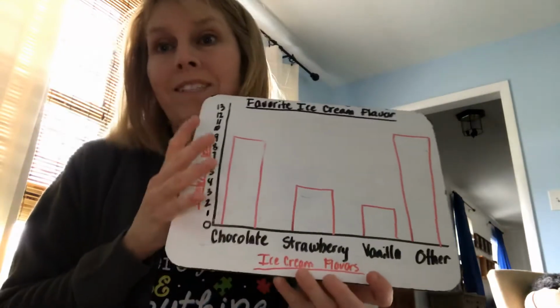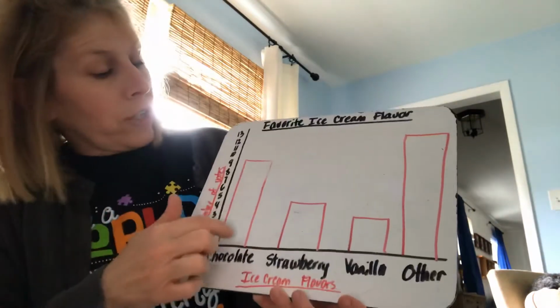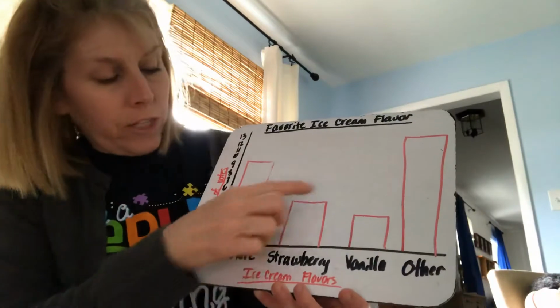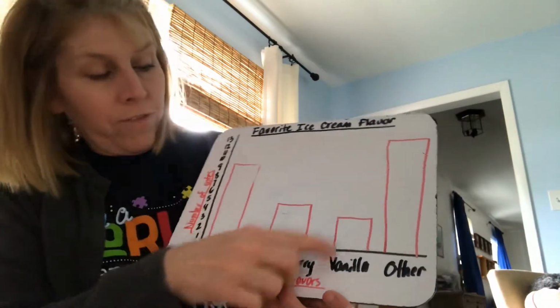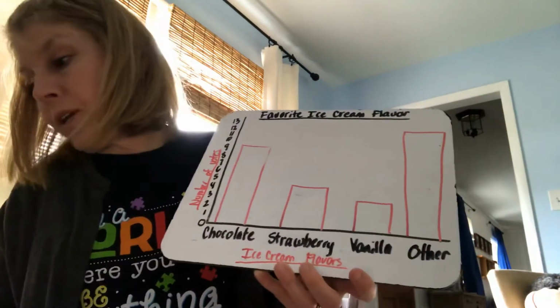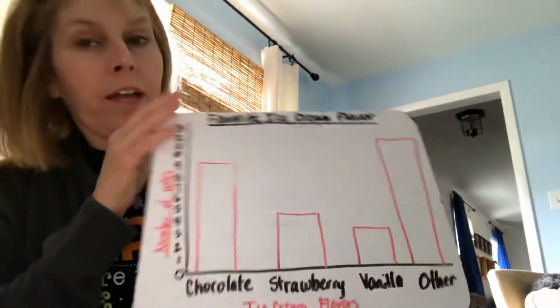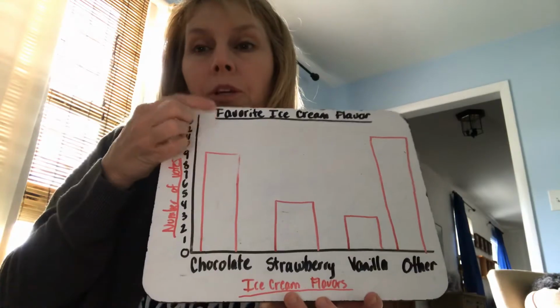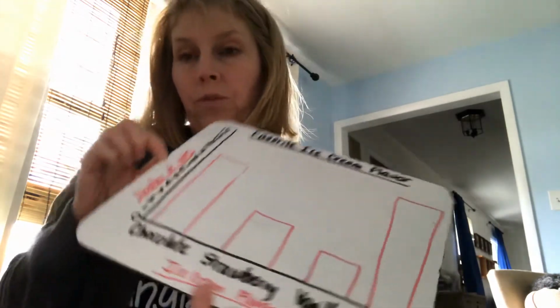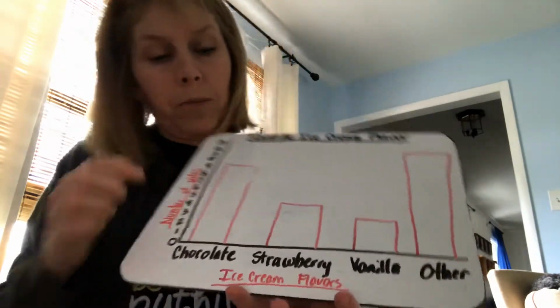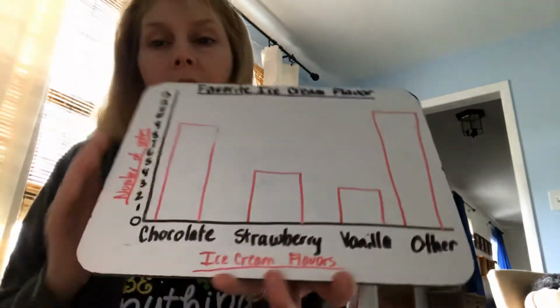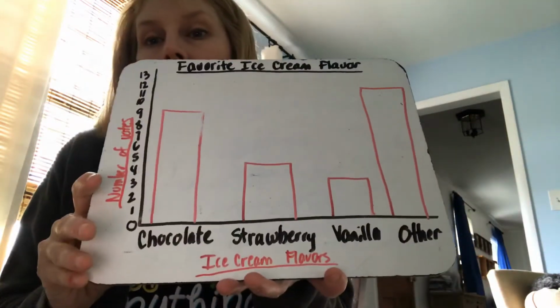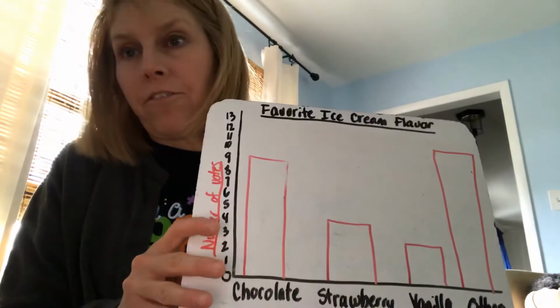Okay, so our data shows that chocolate had 9, that strawberry had 4, that vanilla had 3, and that other had 11. So this is a bar graph. Notice I have a title up here. I put number of votes on the side. I put ice cream flavors down here. And this is a bar graph. Okay, very nice job. Thanks for getting that information to me.